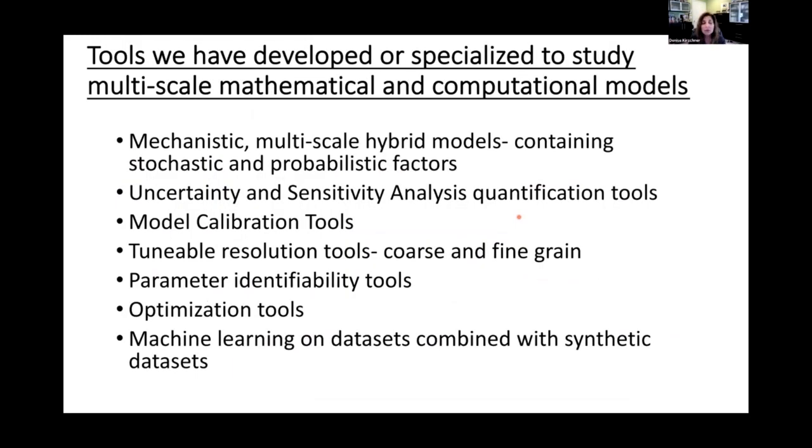And finally, we've developed a number of tools to allow us to do these translations: uncertainty and sensitivity analysis, model calibration tools. We do something called tunable resolution, which allows us to coarse and fine grain our models at will, depending on which compartment we're focusing on. That helps with computation. We have parameter identifiability tools, optimization tools, and of course we use machine learning. And what we've done there is really exciting. We'll take limited data sets from animal studies and humans, and we will add synthetic data sets together, and then we will do machine learning on both.